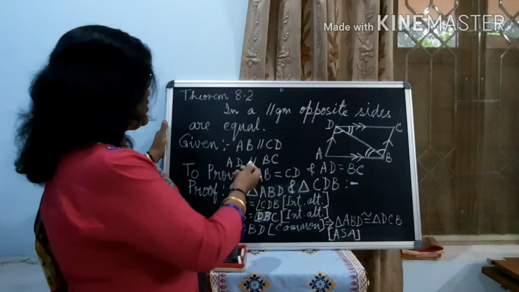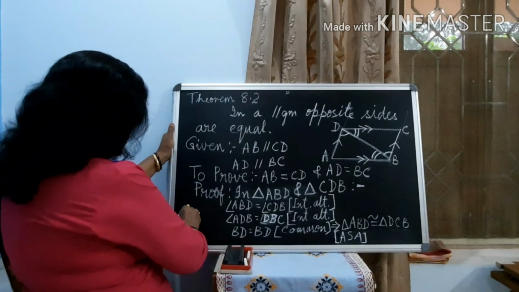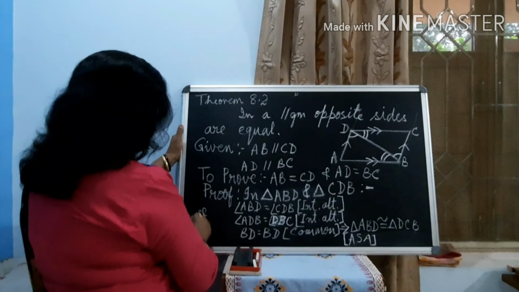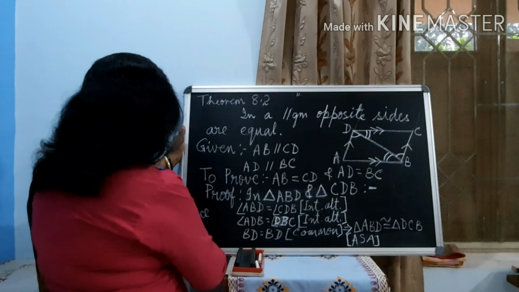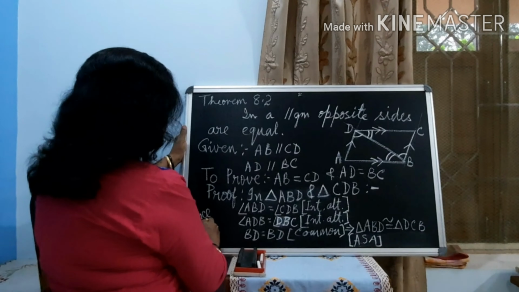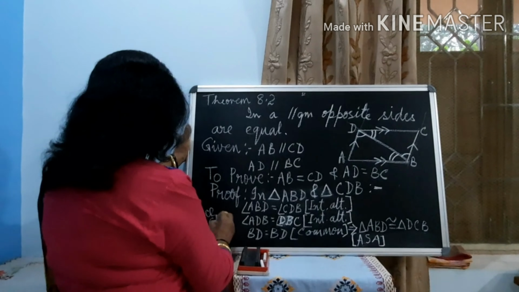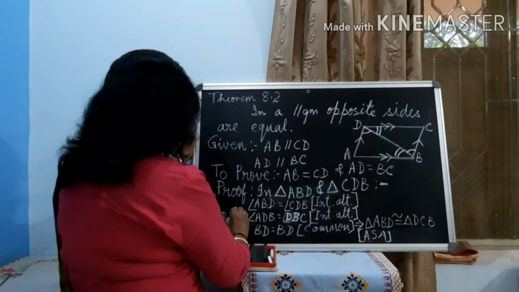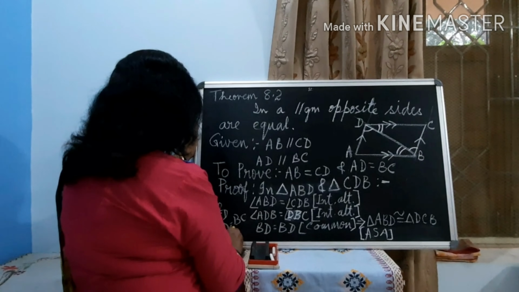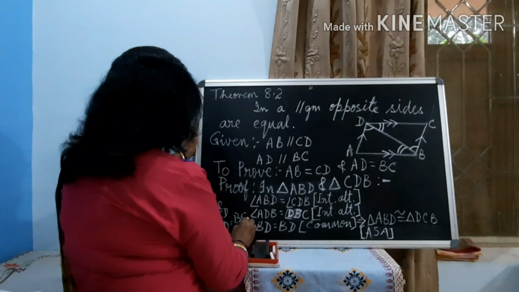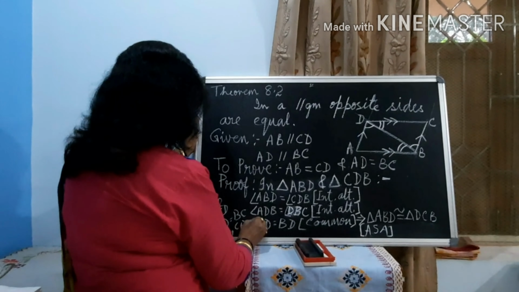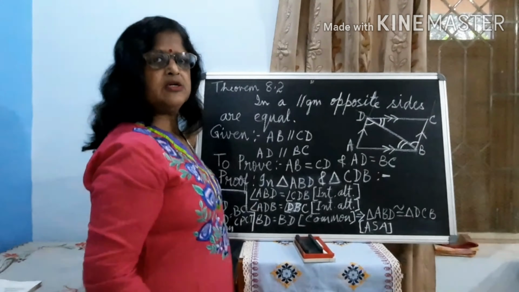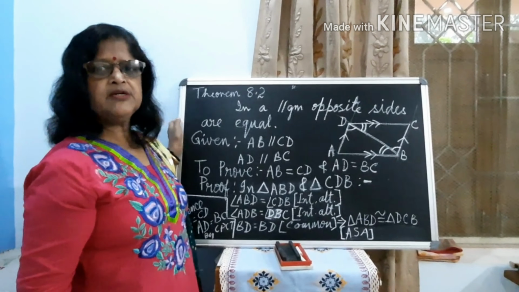Hence, what will we conclude now? I am just writing at this corner. Hence, AB is equal to CD and AD is equal to BC. Why? By CPCT. So, okay, children? Clear? Thank you.